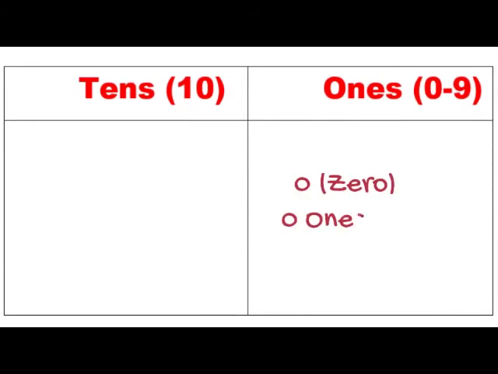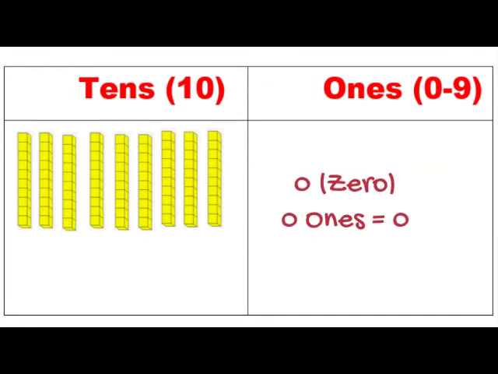So in this chart, in the ones column, you have 0, ZERO, 0. 0 ones is equal to 0. And in the tens column, how many blocks are there? Correct, there are 9 blocks, which makes it 90, NINETY, 90. 9 tens is equal to 90.